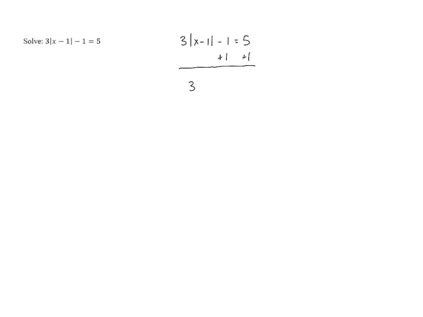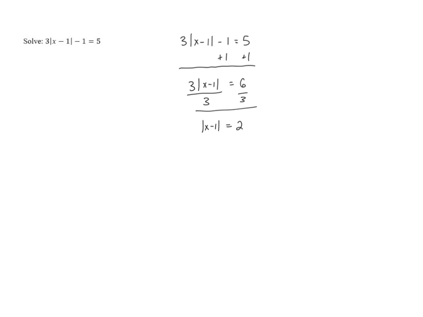This leaves us with 3 times the absolute value of x minus 1 equals 6. And then to get the absolute value alone, because it's currently being multiplied by 3, we have to divide both sides by 3. This leaves us with the absolute value of x minus 1 equals 2. And now we have the absolute value alone.